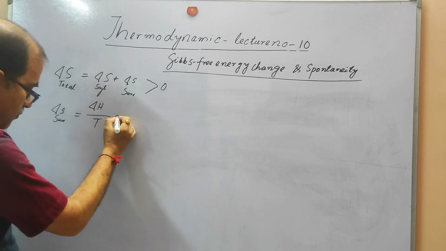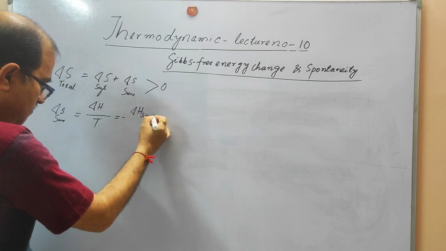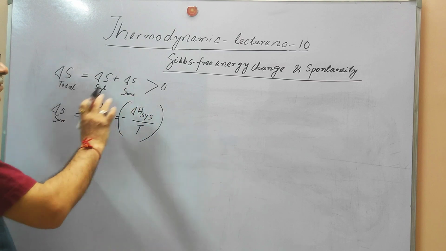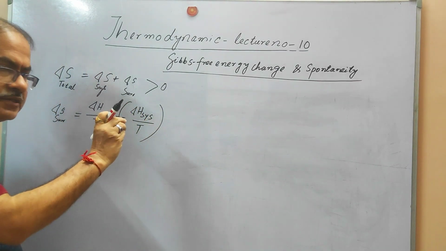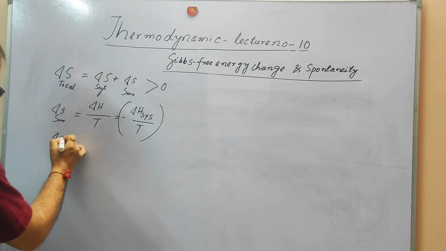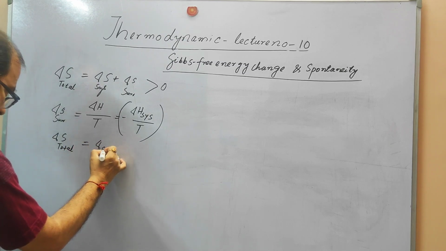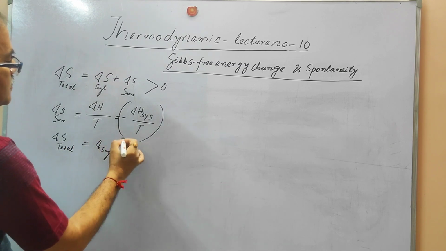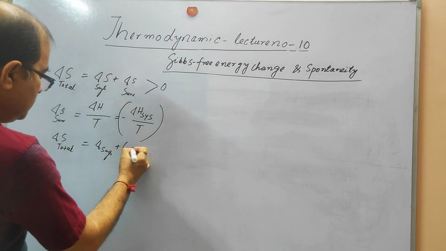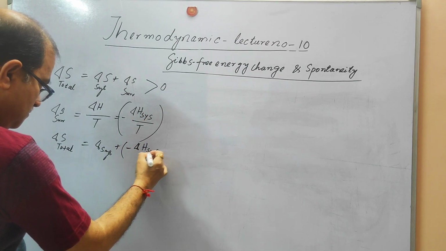Delta H of the system divided by T. This we can write because the heat is lost by the system and that will be gained by the surroundings. So we can write delta S total is equal to delta S system plus the surroundings' entropy change, which is given by minus delta H system by T.